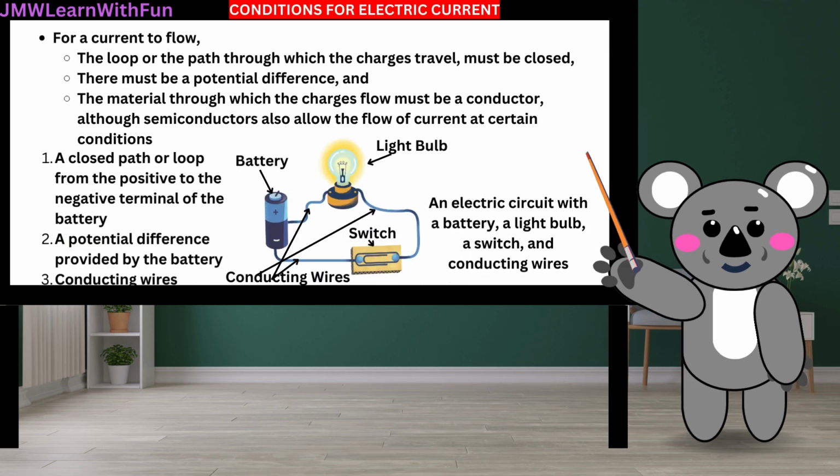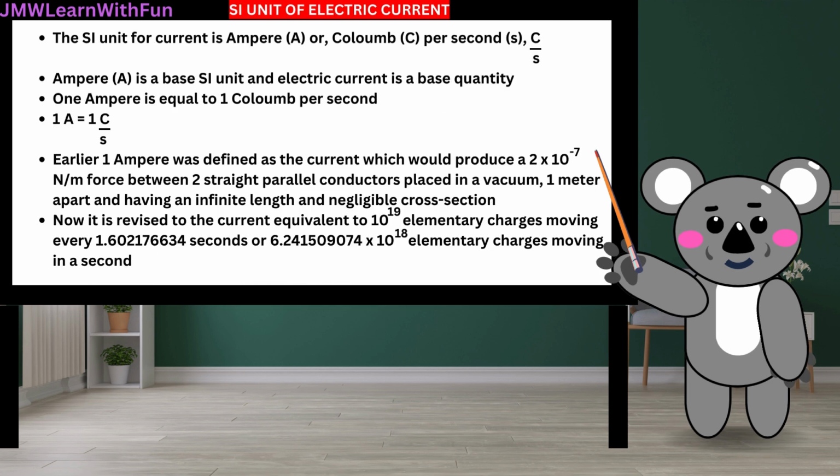For a current to flow, the loop or the path through which the charges travel must be closed, there must be a potential difference, and the material through which the charges flow must be a conductor. Although semiconductors also allow the flow of current under certain conditions, the figure shows an electric circuit with a battery, a light bulb, a switch, and conducting wires, which satisfies the three conditions mentioned above, that is, 1. A closed path or loop from the positive to the negative terminal of the battery, 2. A potential difference provided by the battery, 3. Conducting wires.